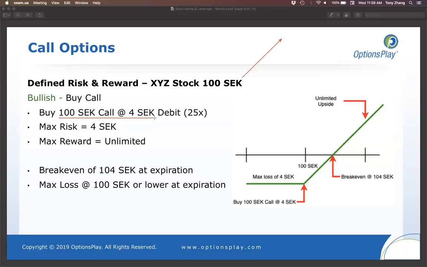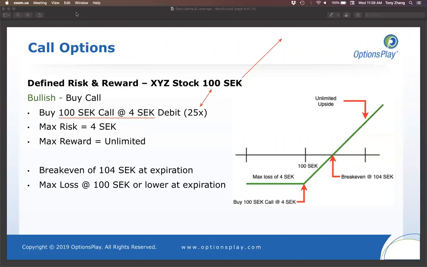So if you bought 100 shares of this stock, it would cost you 10,000 crowns, or 100 crowns a share. To buy a call option only costs you 4 crowns a share. So 400 crowns to control 100 shares. So what that means is that immediately when you buy a call option, you have 25 times leverage in this particular case, because you're controlling a 100 crown stock for just 4 crowns.